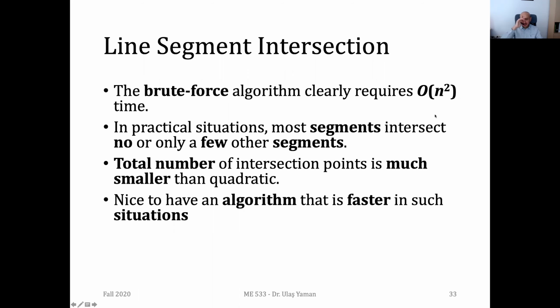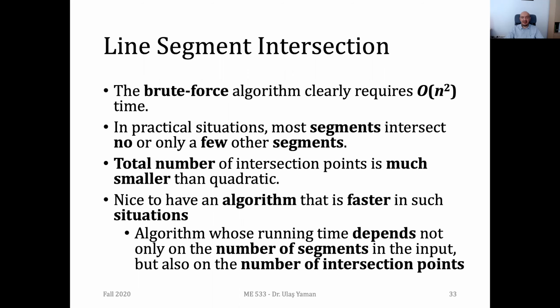So our aim is to find a faster algorithm so that its time complexity will be less than quadratic, and our algorithm will depend on the number of intersection points. If you have fewer intersection points on your plane, then your algorithm should take less time. If you look at the brute force algorithm, regardless of the intersection points, it will always take the same time. So this is what we are going to change.